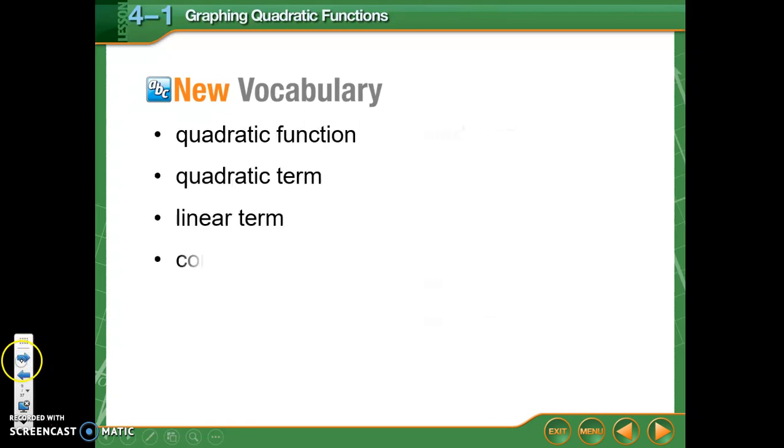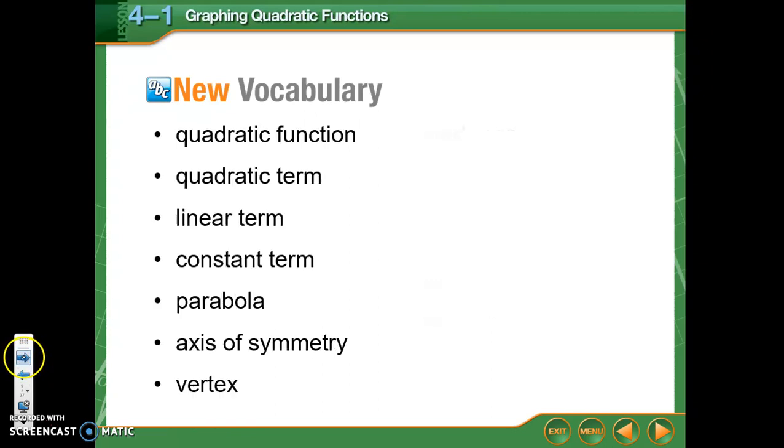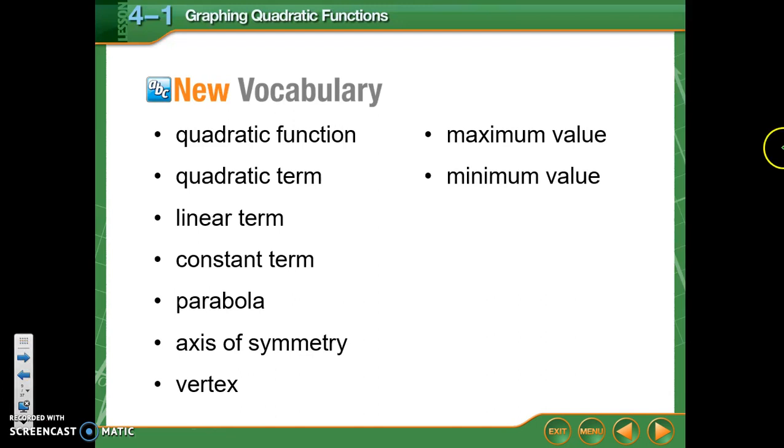So there's a bunch of vocabulary you should be looking for in today's lesson. I'm not going to write out all of the definitions right here, but these are the different words that you should be able to define or be able to talk about and recognize at the end of this section.